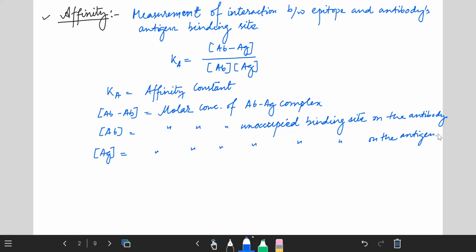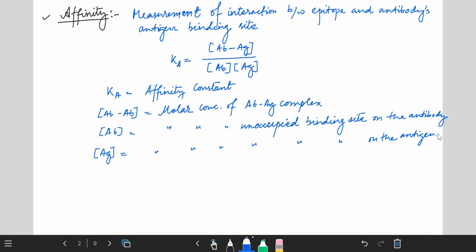Now you should keep in mind that with low affinity, the antibody binds with the antigen weakly and dissociates easily. If the antibody has high affinity, then this antibody binds with the antigen tightly and remains bound for a longer period of time.